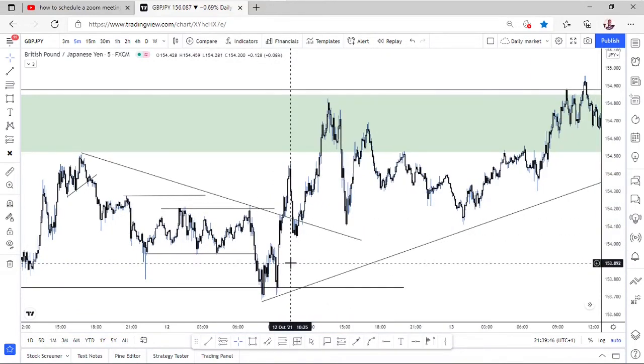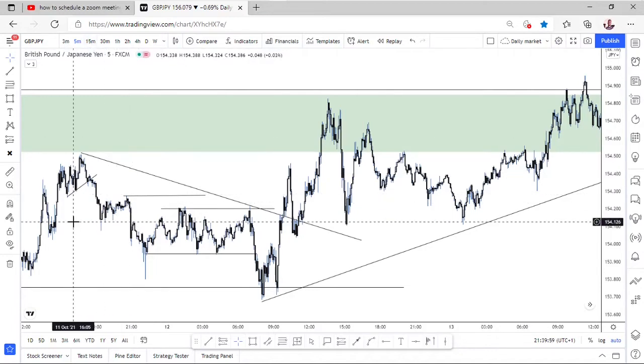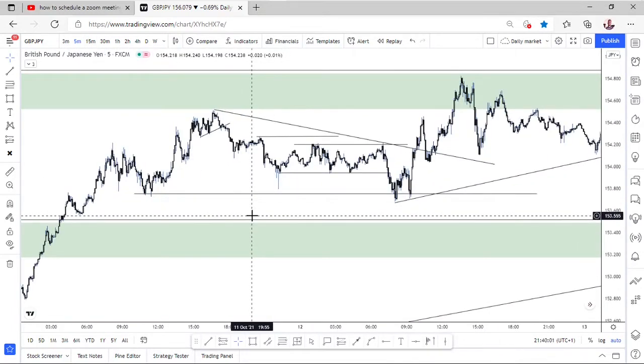Now, the principle still remains the same. Principle does not change guys. I'm just waiting for the market to come and take out this high and give me a retest before I'll be thinking of buying, because the reason being that the higher time frame is to the upside. It's just in the lower time frame.